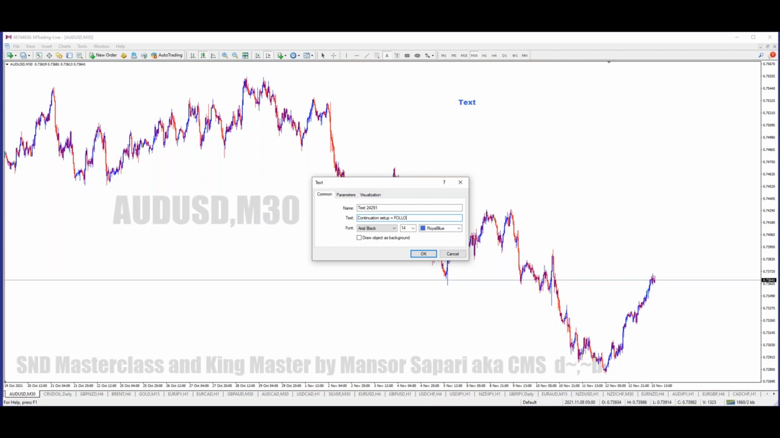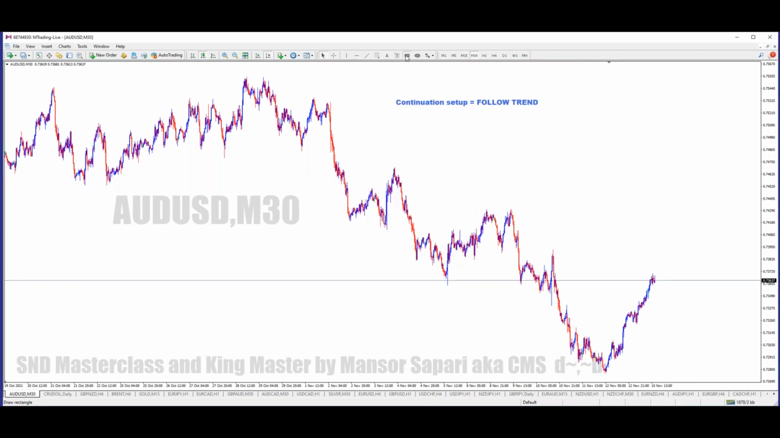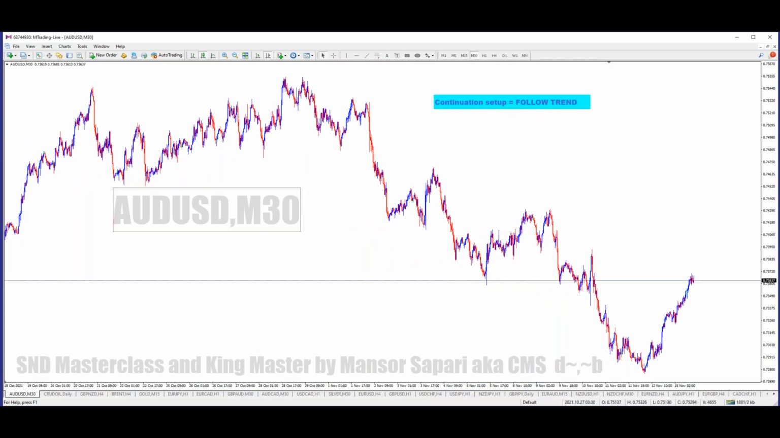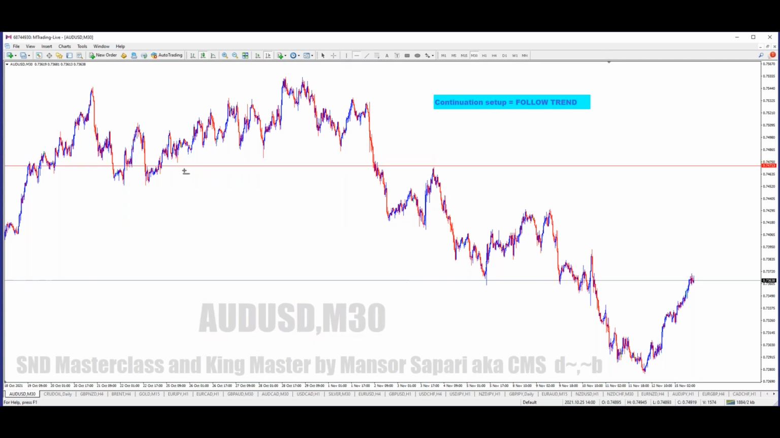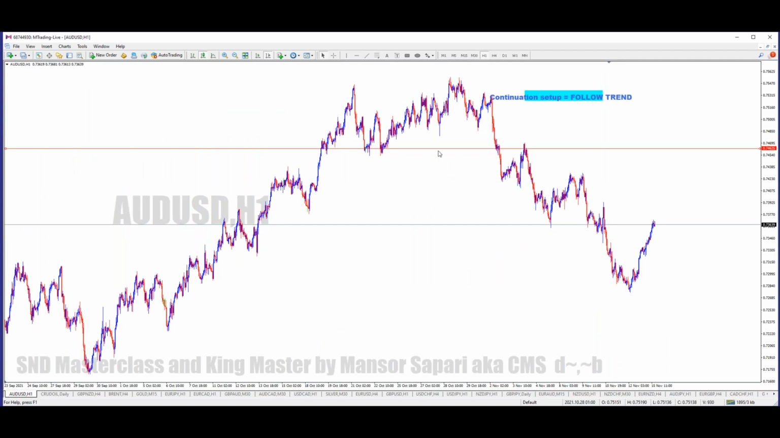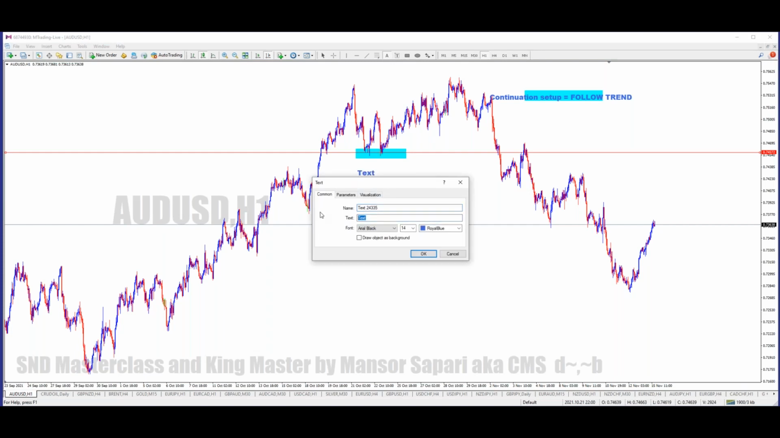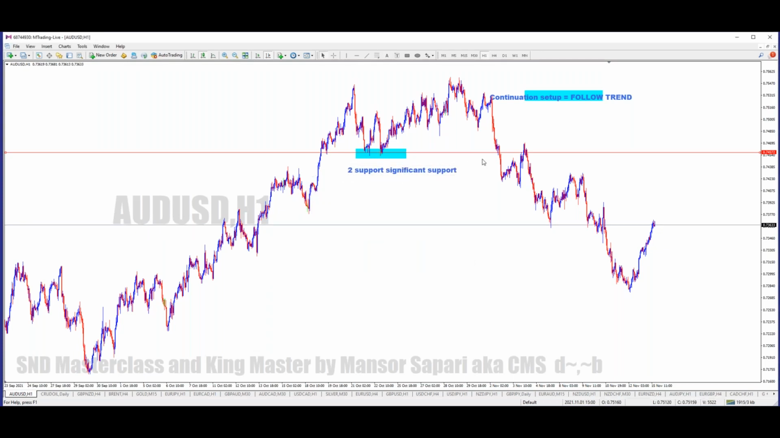It follows the trend, so this is less risky, because the trend is your friend. So if you find two supports which are quite in line, like this over here, let me check H1. Nearby around here you have two significant supports. And then you have the king over here.